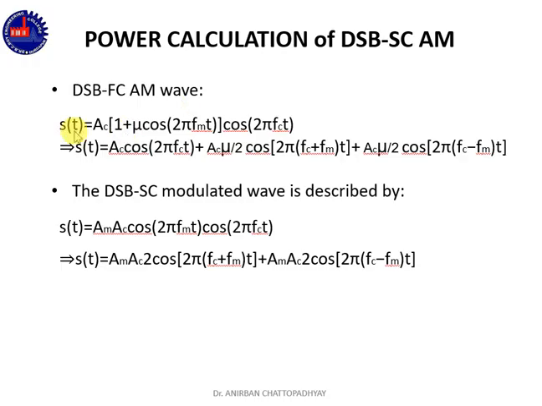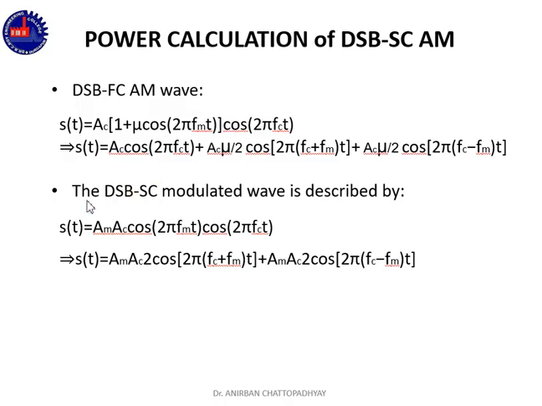So this is the DSBFC AM signal, that is Ac(1 + mu cos 2 pi fmt) cos 2 pi fct. This is my carrier signal, this is my AM signal, and we will get this mathematical equation of the conventional AM signal or DSBFC AM signal. How we can determine this signal, you can go through my previous lecture.